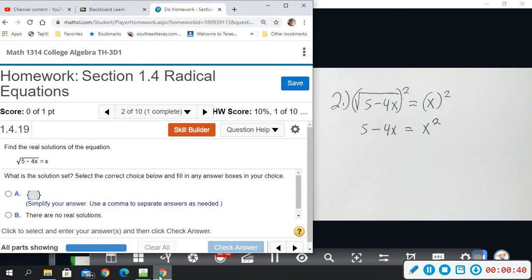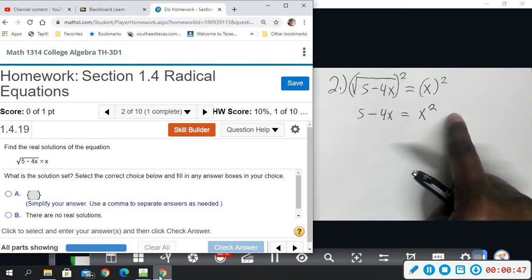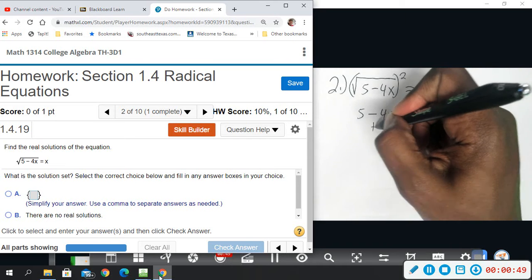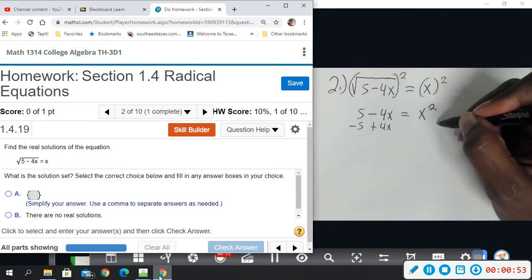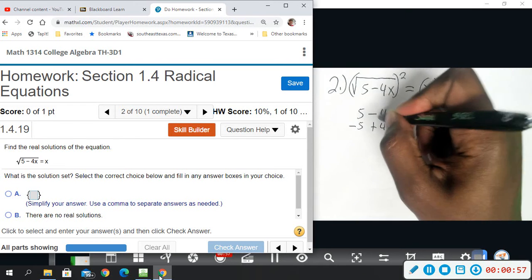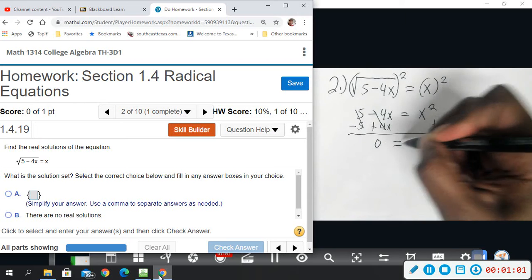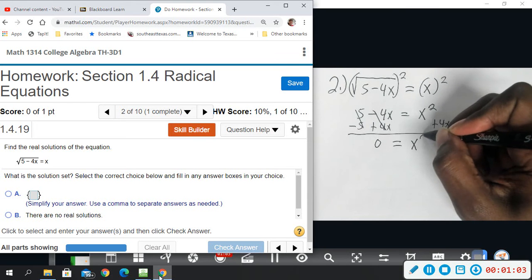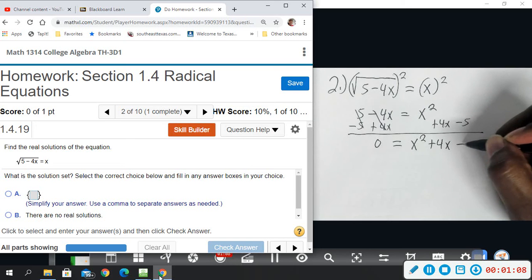Alright, so we have a quadratic. We're going to need to factor or use the quadratic formula. So I'm going to move everything over. I'm going to add the 4x and subtract the 5. So over here we will be left with 0 equals x squared plus 4x minus 5.